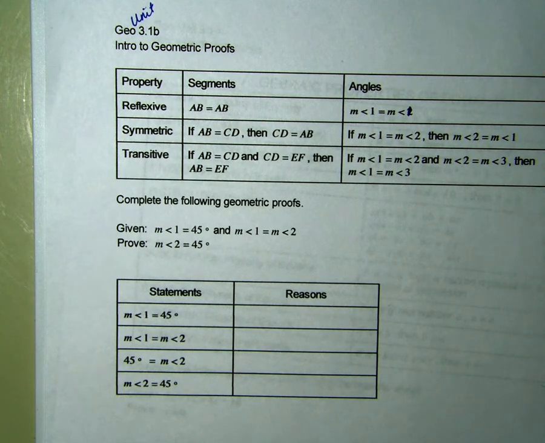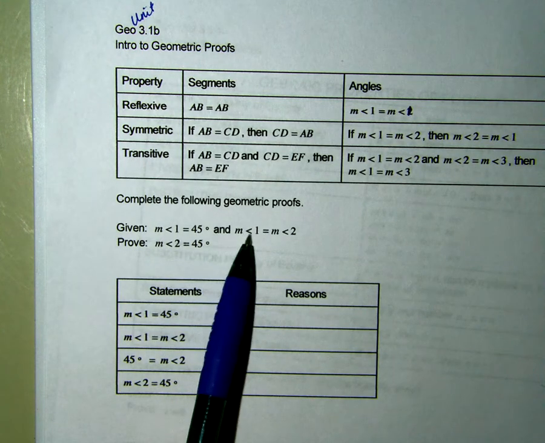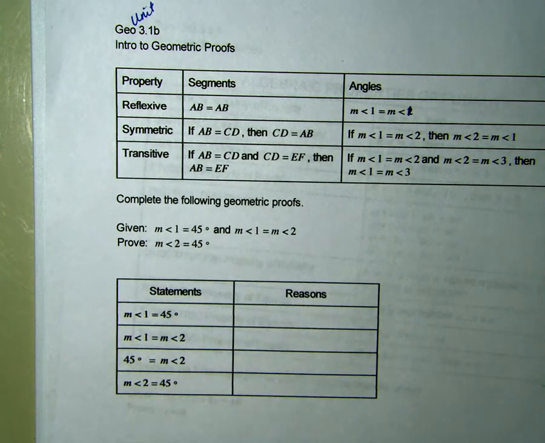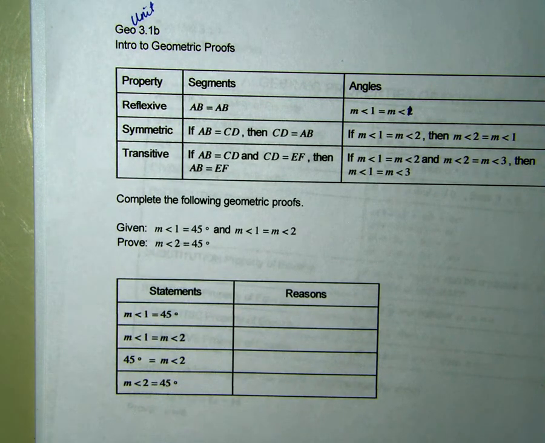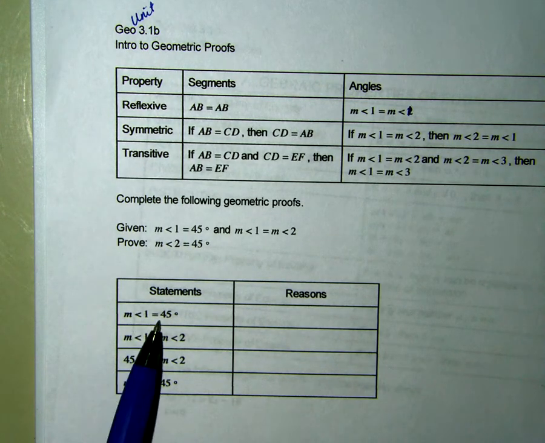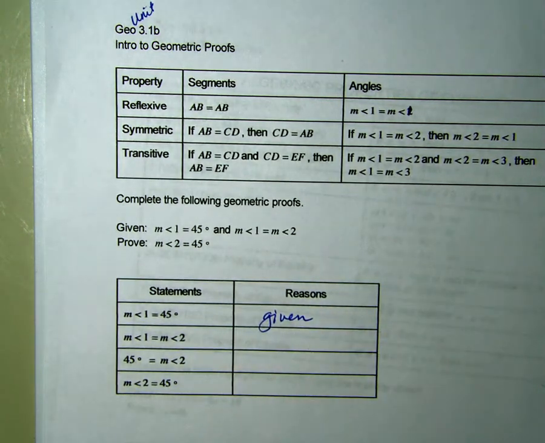All right, so let's start with a geometric proof. Given we have angle 1 is equal to 45 degrees, and we know that the measure of angle 1 is equal to the measure of angle 2. We want to prove that the measure of angle 2 is also equal to 45 degrees. All right, my first statement says angle 1 is equal to 45 degrees. That was given to me.